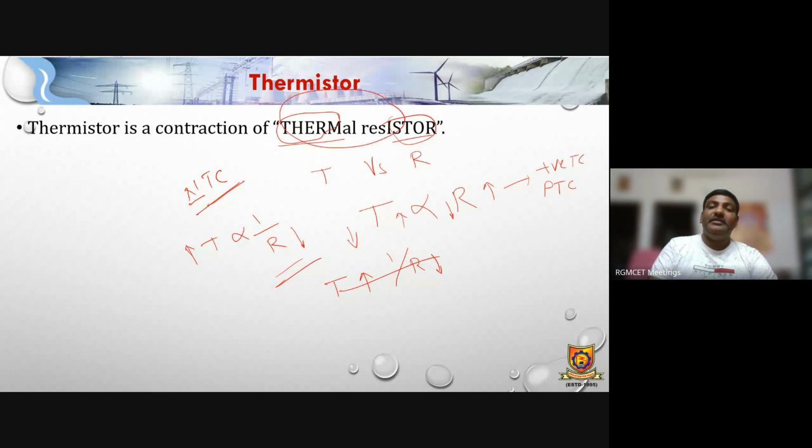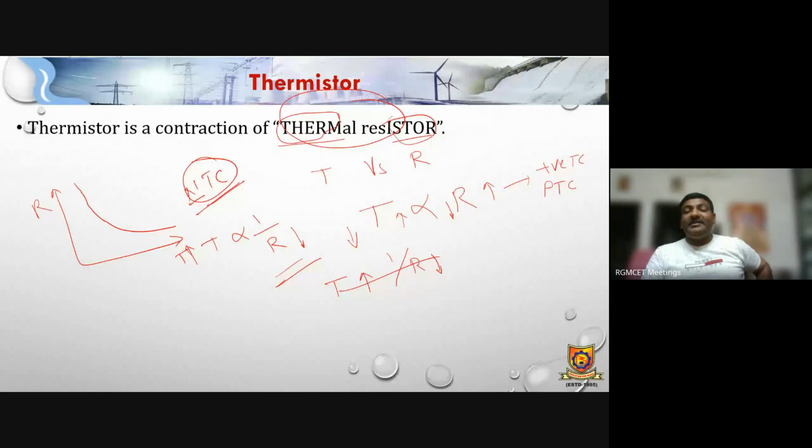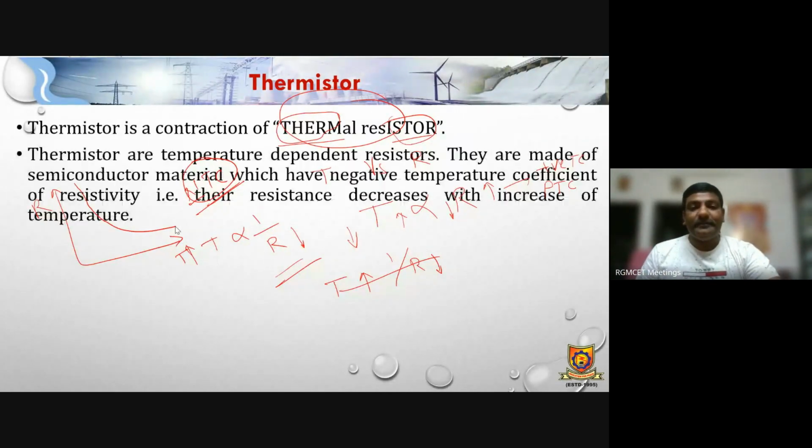The thermistor comes under negative temperature coefficient. With temperature on the x-axis and resistance on the y-axis, if temperature increases, resistance will decrease. It's a non-linear curve. In the laboratory, we might have done the experiment.